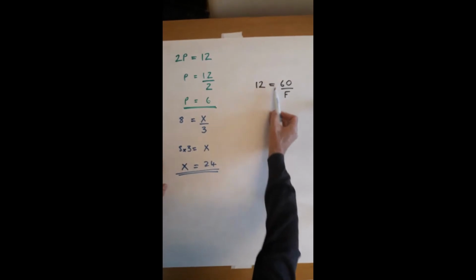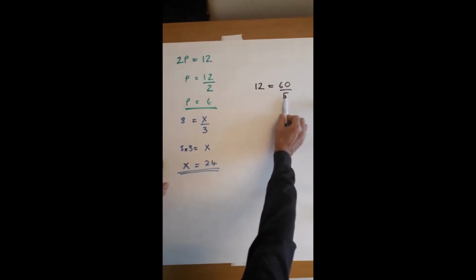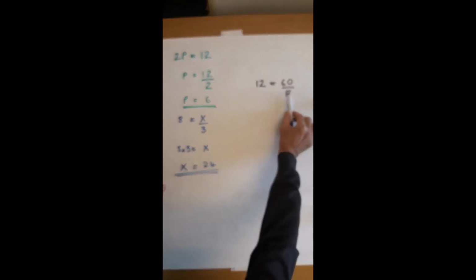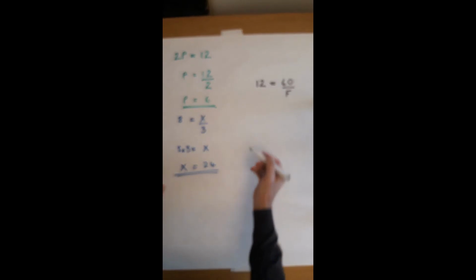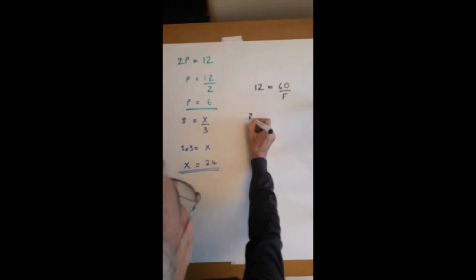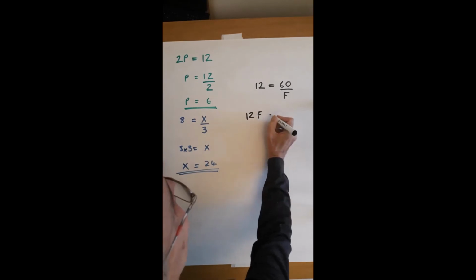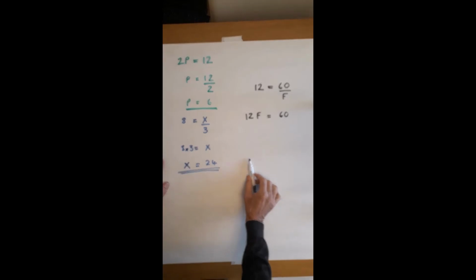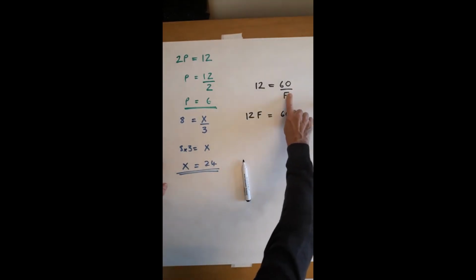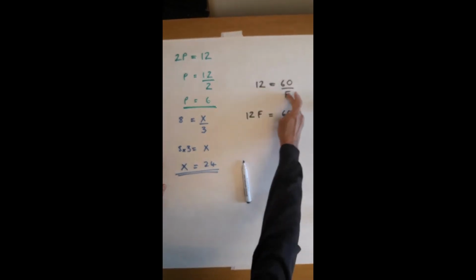So ask yourself at this side, how is the f attached? And it's divided by f. So if we divide by f on this side, we're going to multiply by f on the other side. So your next line is 12 times f equals 60. Just to reiterate, this is dividing by f. To move it to the other side, it becomes times. Divide, times.